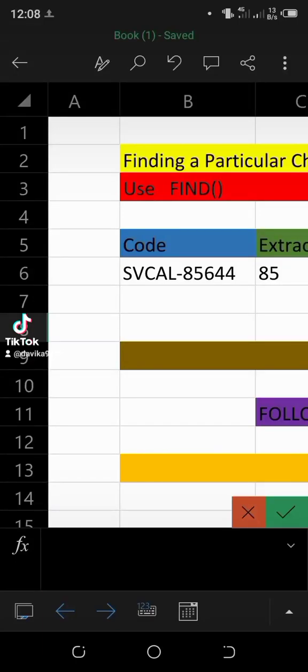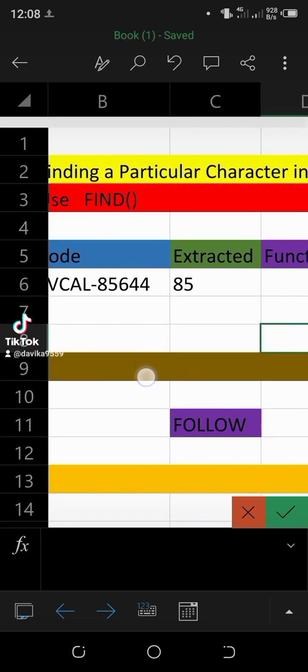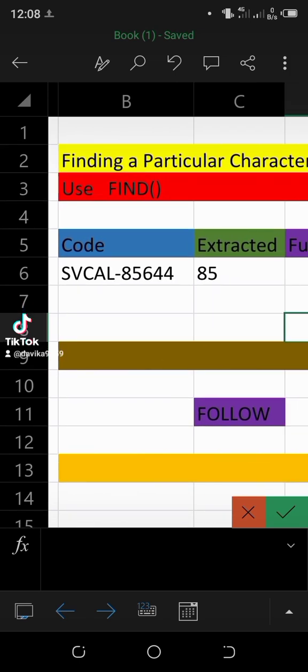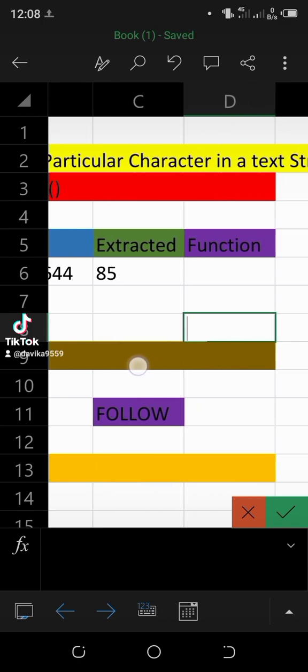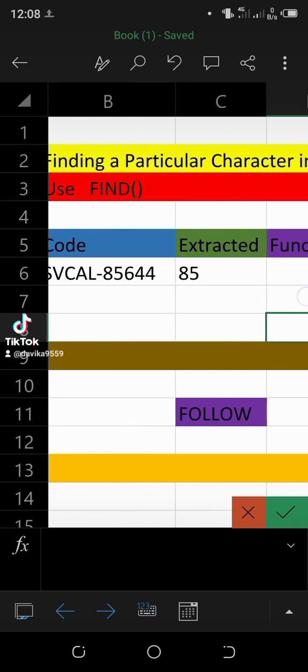I always keep my promise. Last time I promised I'll give you a solution to the problem of finding a particular character by introducing another function. And here it is: finding a particular character in a text string.